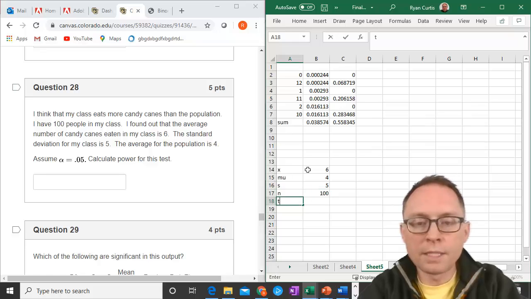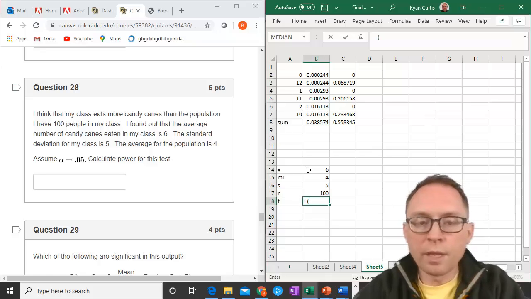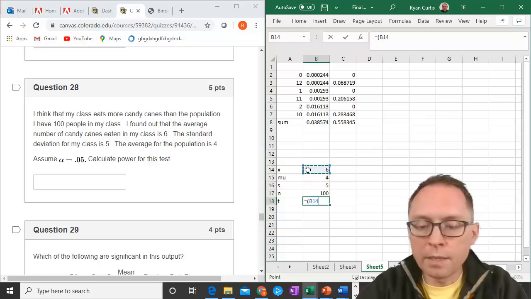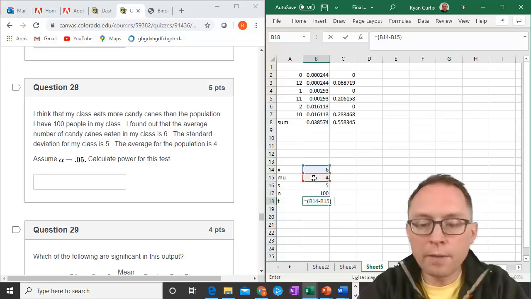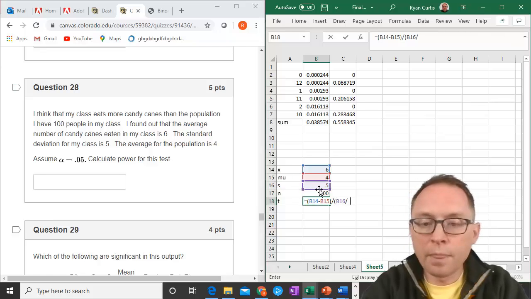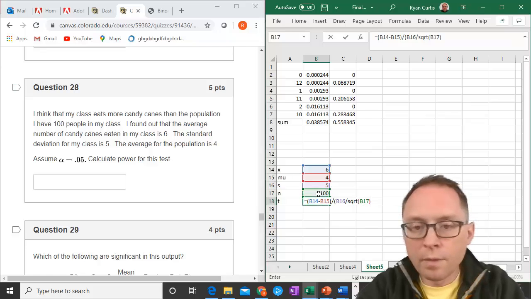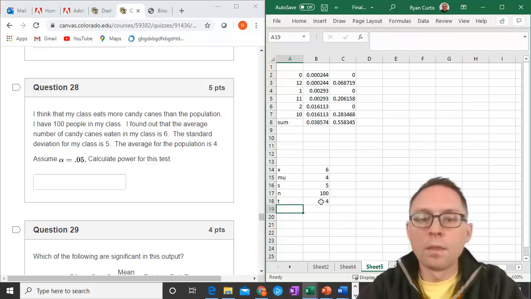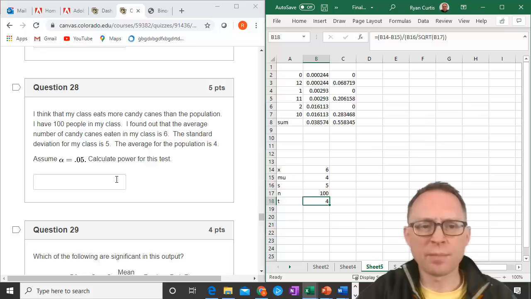So I need to get my t statistic, which is going to be x bar minus mu divided by, not just the standard deviation, it's going to be the standard deviation divided by the square root of 100, which is 10, by the way. So my t is going to be 4. T is 4.